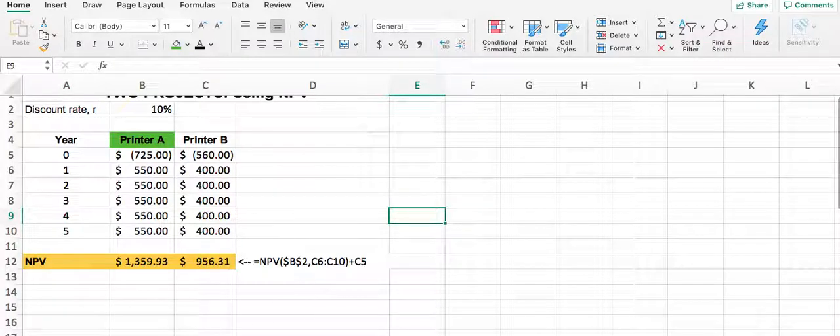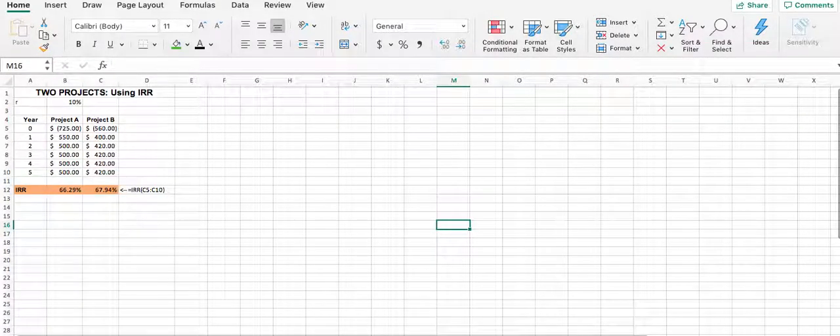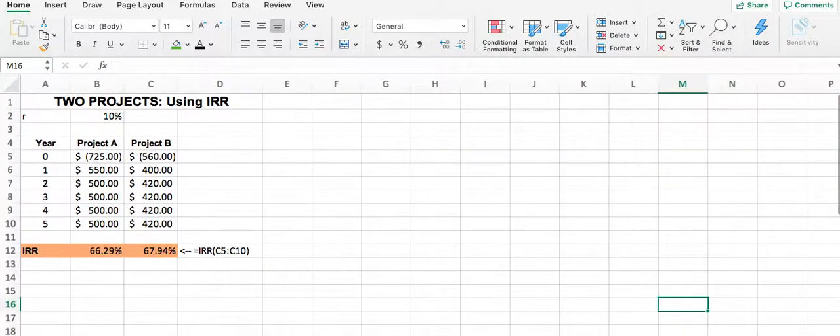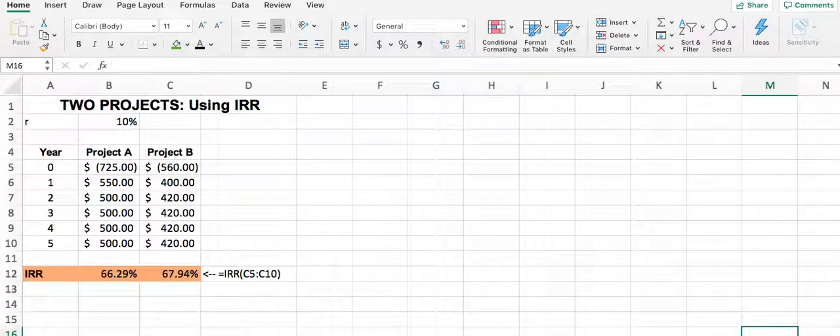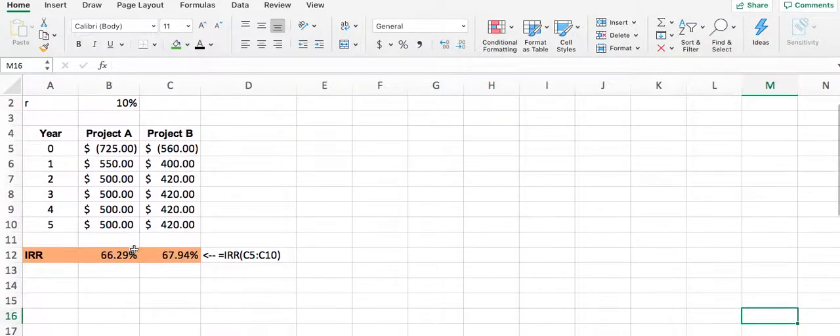Now let's look at using two projects but determining which is best for us by using the internal rate of return. Internal rate of return is mostly used to determine capital budgeting. It's an alternative use of the net present value by using the internal rate of return. By using the same scenario before, applying the internal rate of return, we should get this.